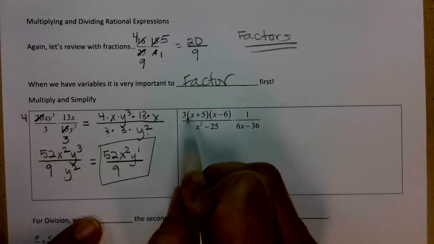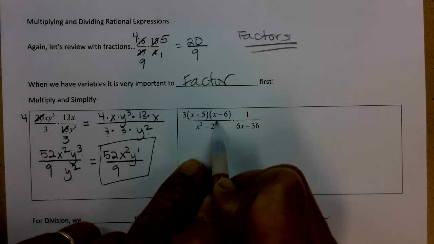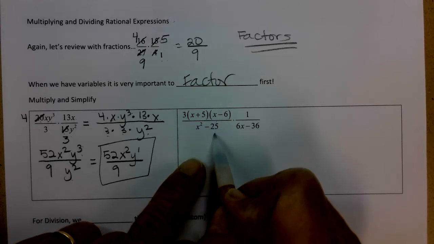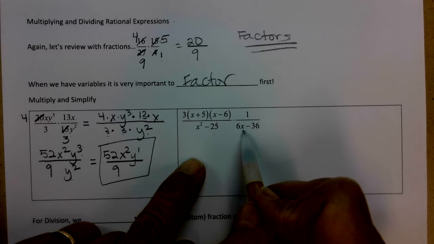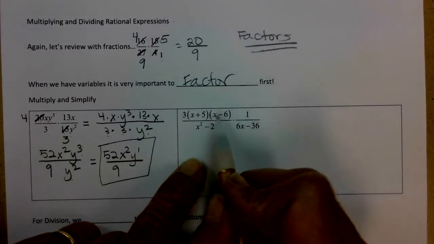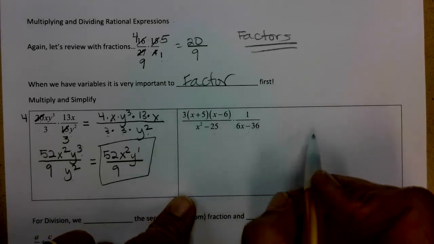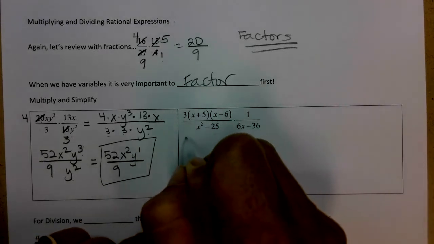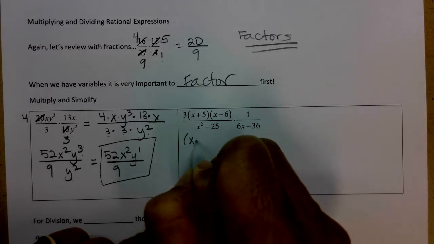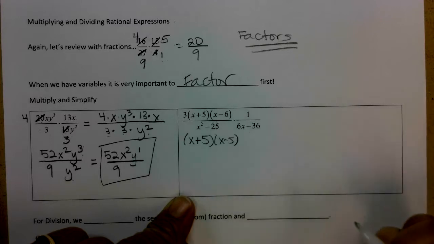Okay, how about this guy? I have 3 times x plus 5 times x minus 6 divided by x squared minus 5 times 1 over 6x minus 36. So the numerator here is already factored, so let's go ahead and factor our denominators. So again, difference of squares. So x plus 5 times x minus 5.